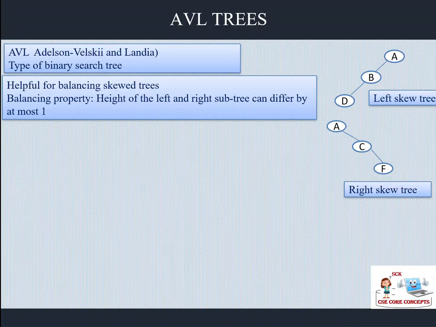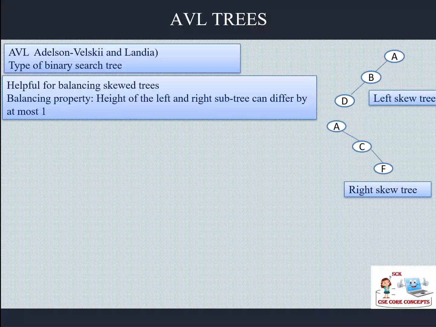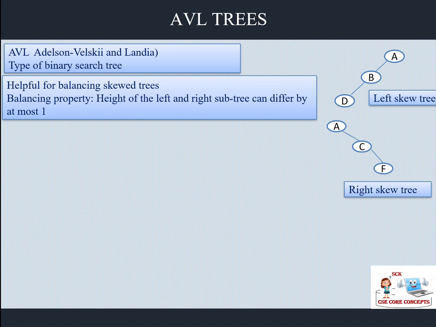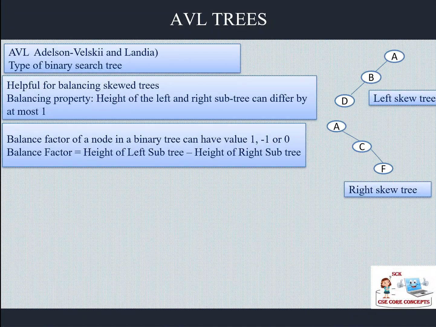In this case, how to balance a skewed tree? For that we have to find out the balancing property. Now what is the balancing property? The balancing property in case of AVL trees says that the height of the left and right subtree can differ by at most 1. So the balance factor of the node can have either the value 1, that is positive, minus 1, which means one subtree is 1 less than the other one, or they can have 0. 0 means both the trees have equal height.